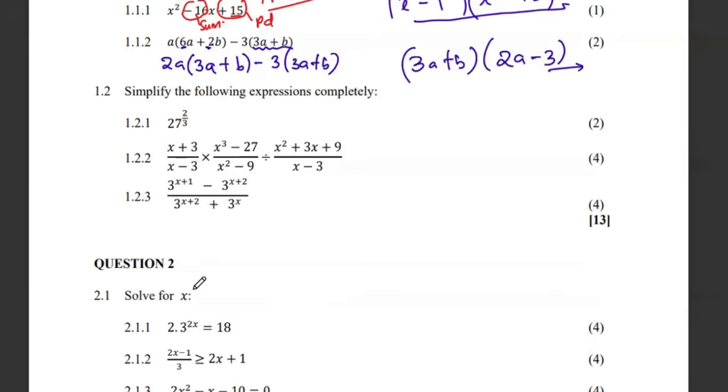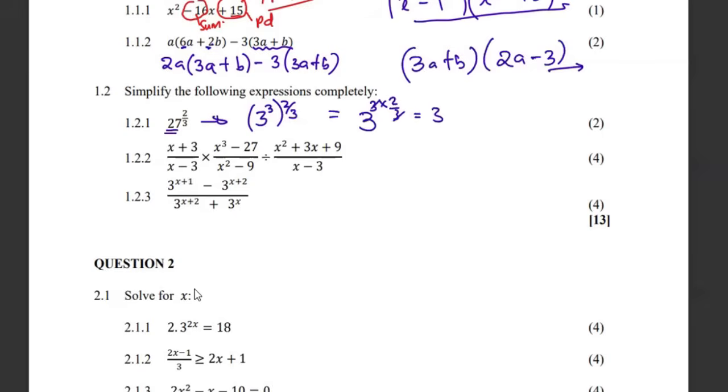Simplifying simply means we need to break down whatever we have, okay? Now this is an exponential kind of expression. The only way to do that is let's break down the 27, express 27 as an exponent. So it's going to be 3 cubed, but then we are multiplying this by 2 over 3. Then when you simplify this, it's going to be 3 times 2 over 3. So this 3 cancels the 3.